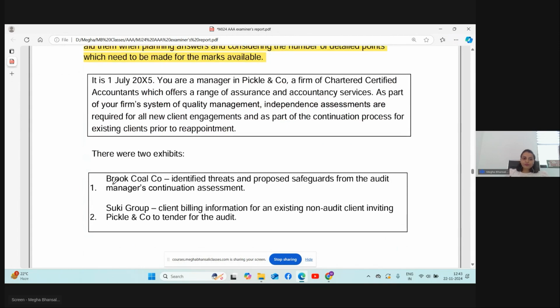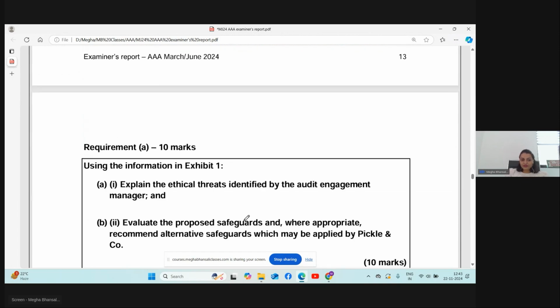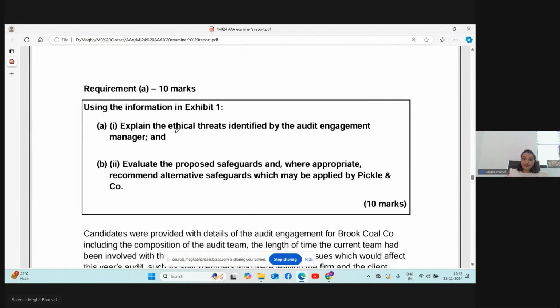So for Brook Coal, we had a familiarity threat. So it says identify threats and propose safeguards from the audit manager's continuation assessment. And for Suki Group, we had a fee dependency. So it says client billing information for an existing non-audit client inviting Pickle and Co to tender for audit. So you have to identify these issues. It says explain the ethical threat identified by the audit engagement manager. So they have already identified the threats. There were 3 threats they have identified. You have to only explain those threats.